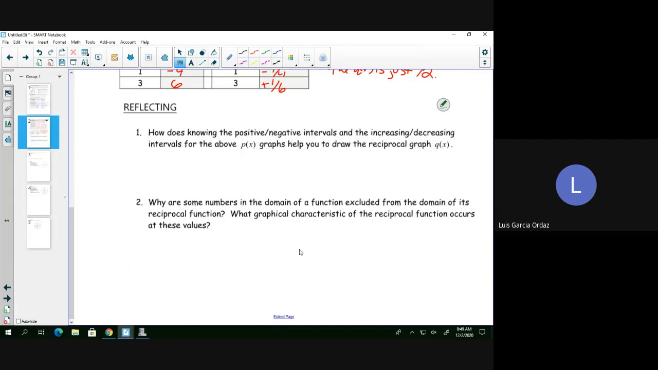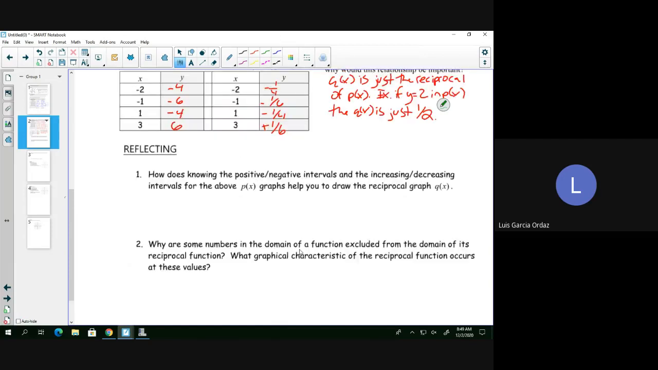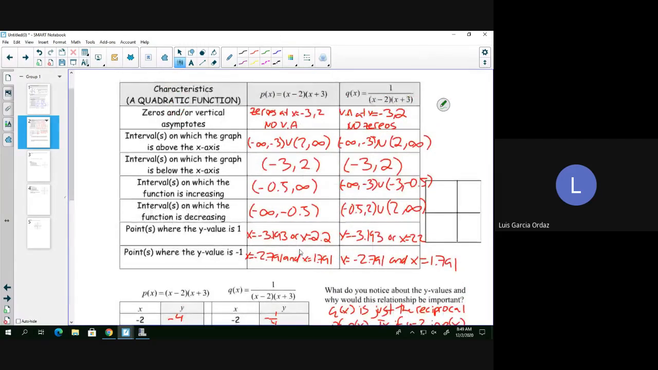So how does knowing the positive and negative intervals and the increasing and decreasing intervals for p of x help you draw the reciprocal graph of q of x? So what do we notice about when the graph is above the x-axis and below the x-axis with the parent and the reciprocal? Are they the same or different? So we're looking at this part right now. They're the same. Okay, so positive and negative intervals where it's above or below the x-axis, those are generally the same.